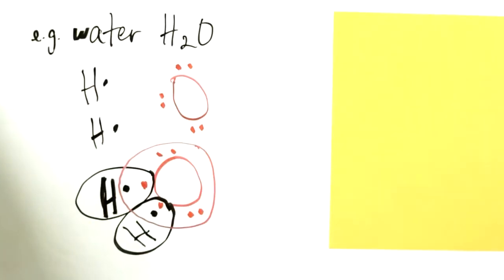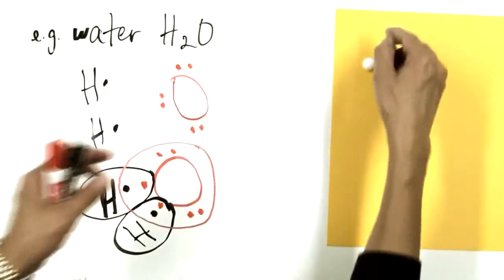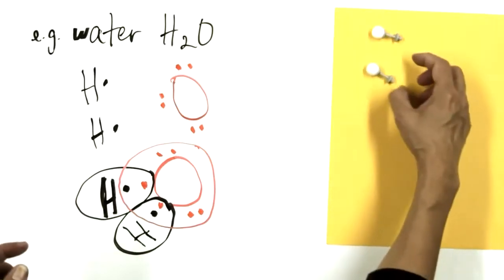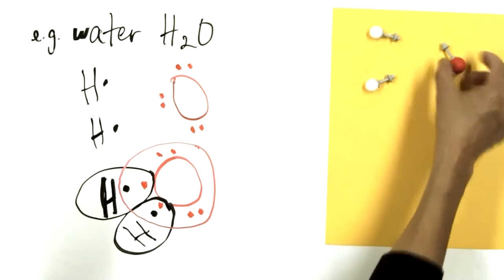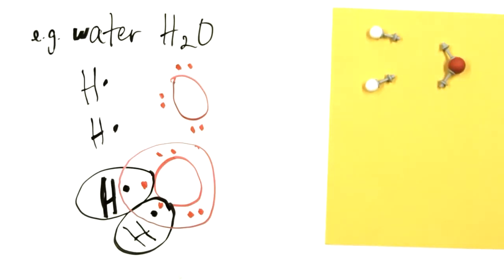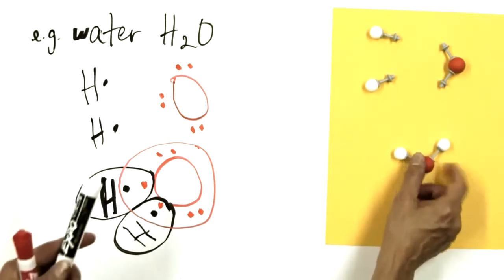an example by way of the model. So these are your 2 hydrogen atoms which need 1 electron each to become stable. This is your oxygen atom which needs 2 electrons to become stable, and when they combine, we come up with a structure like this one.